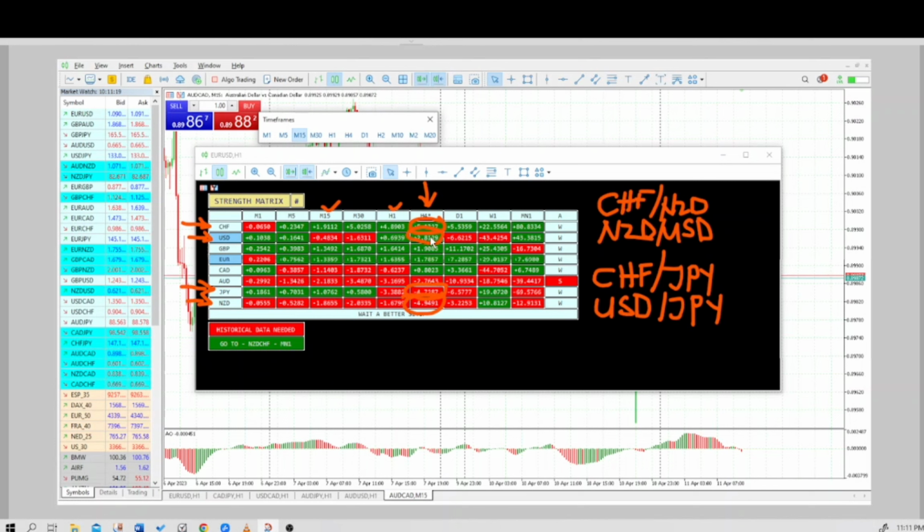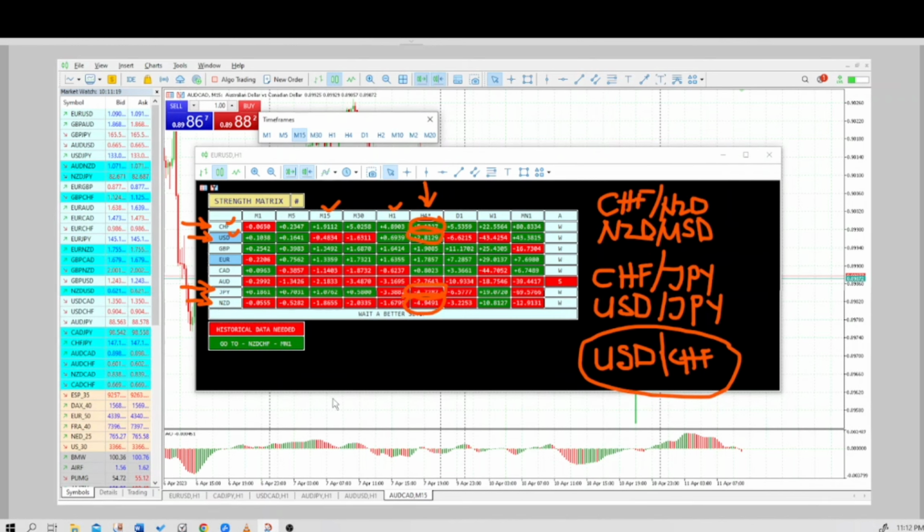But we can also merge the ranging market. You can also say, okay, let's look for ranging market. So I decided to look for ranging market, which is USD and the Swiss. Both of them are strong, which means if you merge USD and the Swiss, you are going to get a ranging market. So for ranging market, you can say USD with what? The Swiss.